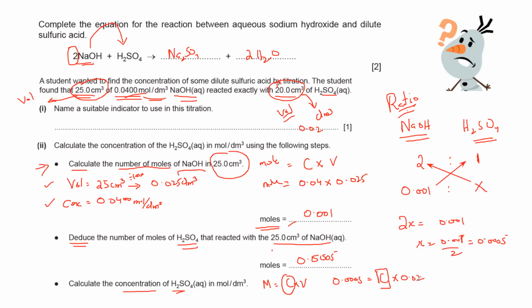And if we need a concentration, 0.02 is multiplied, on the other side it will divide. So 0.0005 divided by 0.02, that will give us the concentration of sulfuric acid, which will come out as 0.025 moles per decimeter cube.